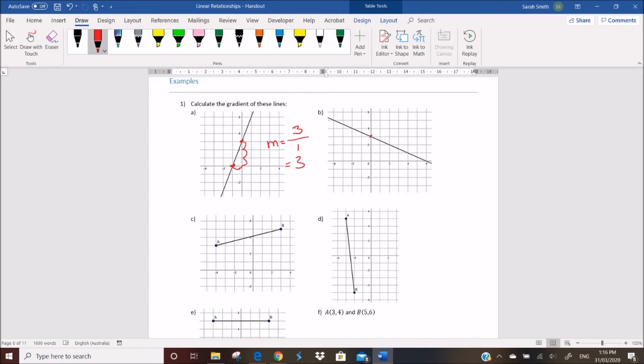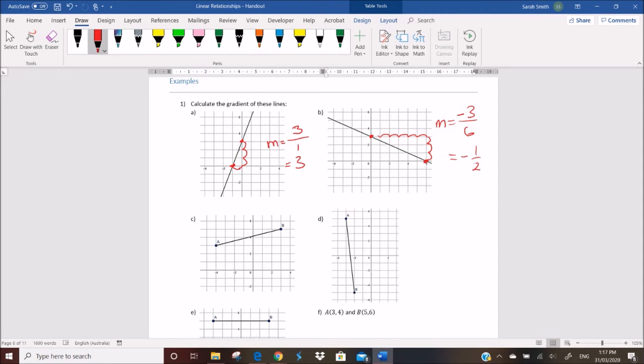In B, I'm going to pick the point here and the point here, only because those 2 points cross the axes at whole numbers, so it's nice and easy to use. So our m equals, I'm going to do my run first. So 1, 2, 3, 4, 5, 6. So I've gone across 6, and now I'm going down. So this is going to be a negative number, 1, 2, 3. We can simplify that to -1/2. So that's the gradient in B.